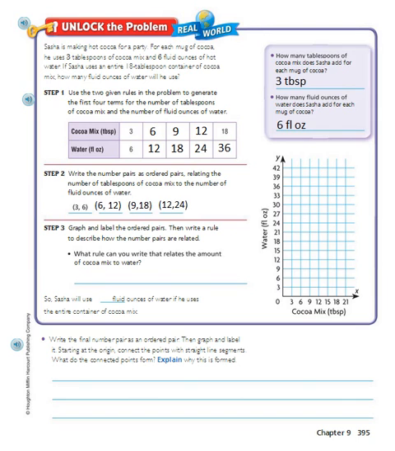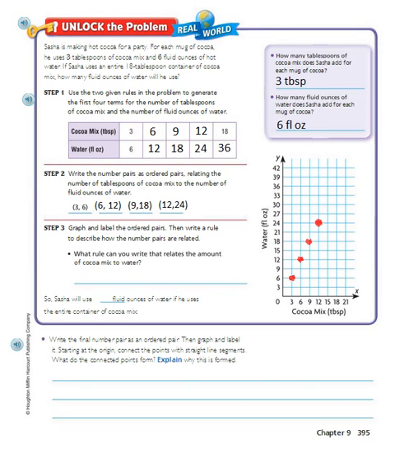So, you'll notice for cocoa mix, our scale is from 3 to 18. And they decided to use intervals of 3. They're counting by 3's. Now look at the water. Our scale is from 6 to 36. Again, they used an interval of 3. Now let's put our numbers on the graph. There's our first point at 3, 6. Then 6, 12, 9, 18, 12, 24.